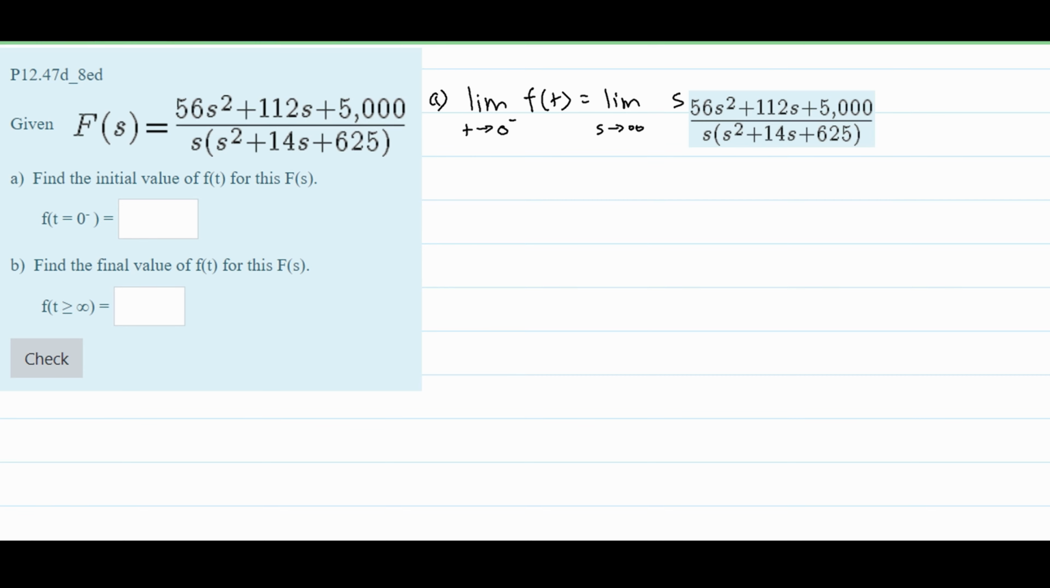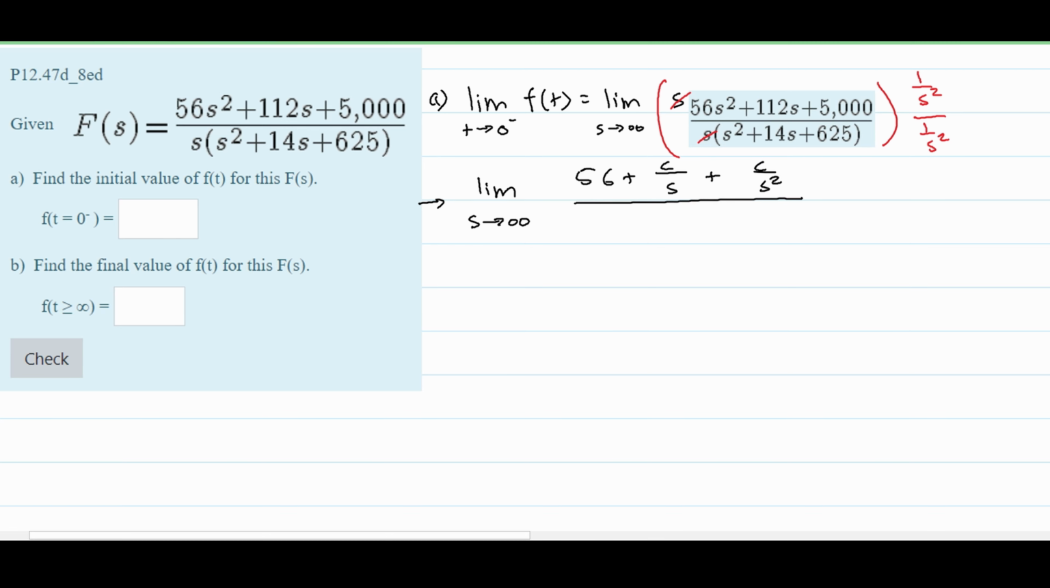Upon plugging this in, we can see that we cancel out these s's. Then, because we have this infinity here, we multiply everything by 1 over s squared. We're going to do that for both the numerator and the denominator. Once we do that, we have a 56 in our numerator, plus a constant over s, plus some constant over s squared, and then we're dividing this by 1 plus some constant over s, plus again some constant over s squared.